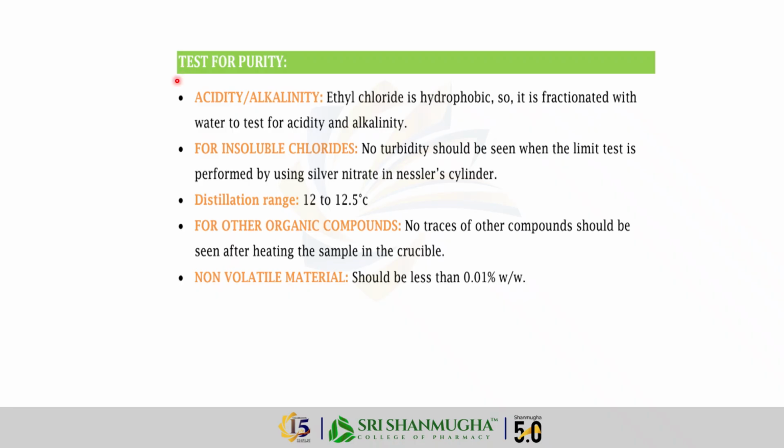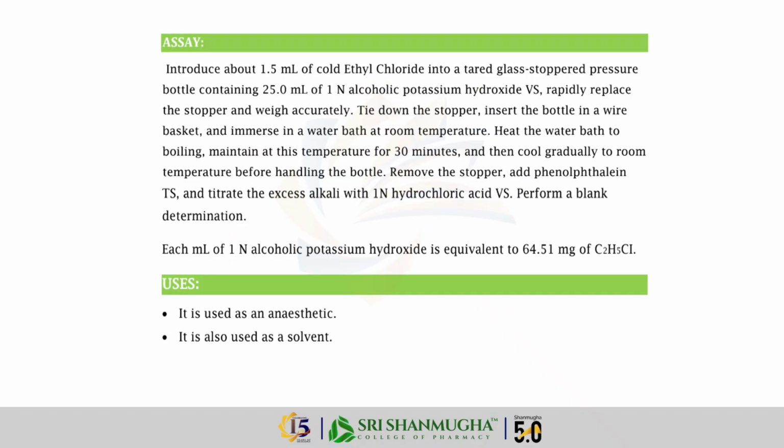So now let us see the test for purity of ethyl chloride. So for acidity and alkalinity, the ethyl chloride is first treated with water since it is hydrophobic. For insoluble chlorides, no turbidity should be observed when tested with silver nitrate. So the distillation range should be between 12 to 12.5 degrees Celsius. So there should be no traces of other organic compounds after heating the sample. Finally, the non-volatile should be less than 0.01% weight by weight.